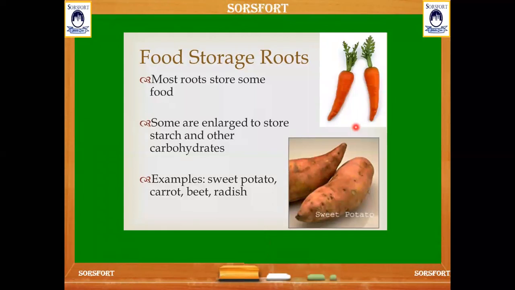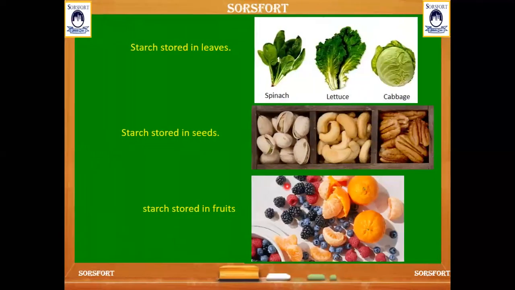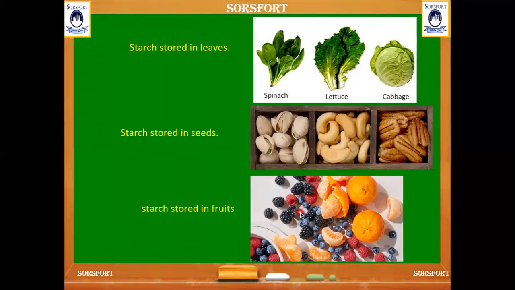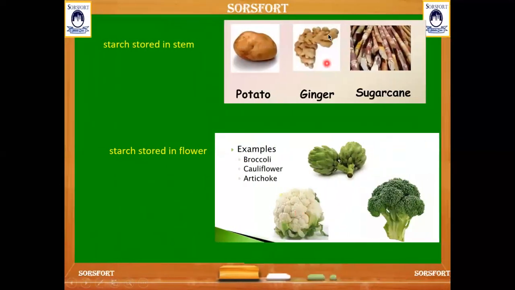And here we can see the parts of the plant which store food as starch. Here are the roots: carrots and sweet potato, and even radish, beetroot. And here are the leaves which store starch: spinach, lettuce, cabbage. Seeds like pistachio, cashew nut, walnut, and fruits like orange, berries, blueberry. And stem parts like potato, ginger, sugarcane. These are all the food we can take. And flowers like cauliflower, broccoli, and artichoke.